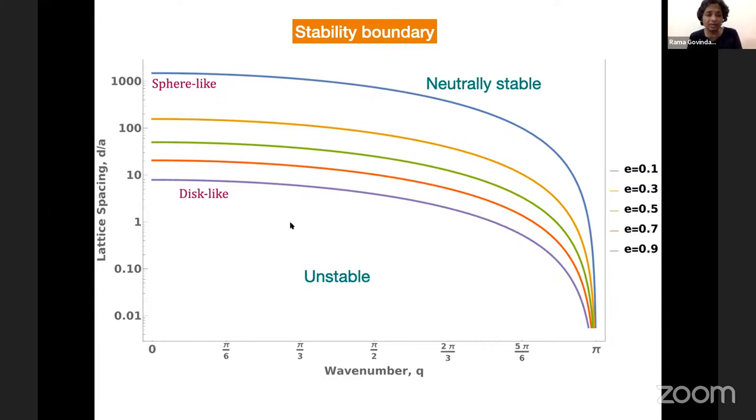So the lattice spacing for stabilizing it becomes higher. And whereas we are in this disc-like regime, we're actually somewhere here. We're in this regime with our experiment. So for the rest of the talk, we'll be talking about that regime.